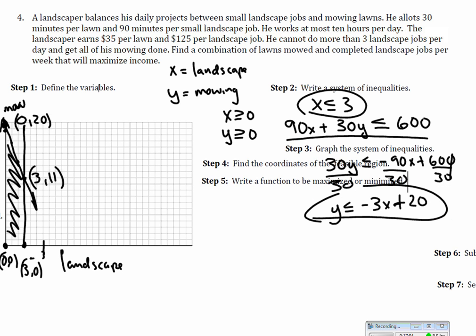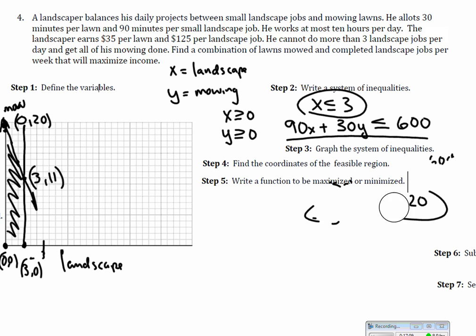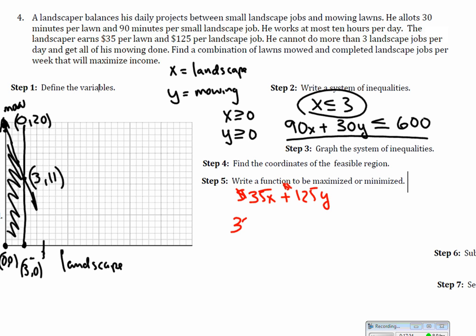So there's step 4. Let's look at step 5. We got to maximize the function. I'm going to erase this part. The function, once again, is profit. So lawns mowed, completed landscape jobs to maximize the income. He makes $35 per lawn, and he makes $125 per landscape job. So we're trying to maximize that income. So what we want is 35 times X plus 125Y.